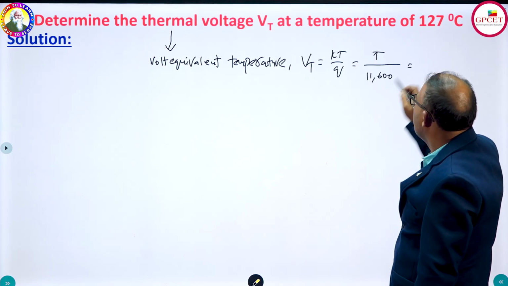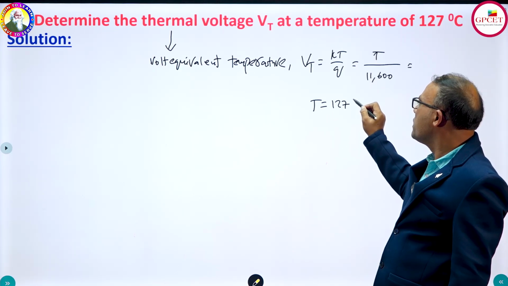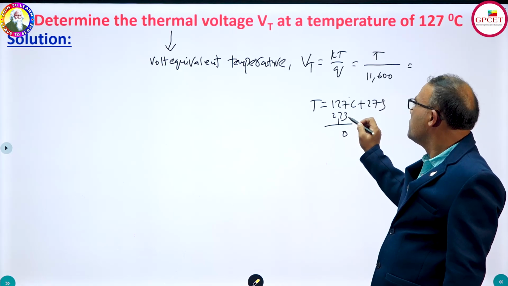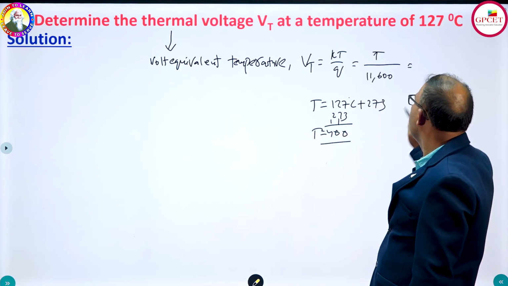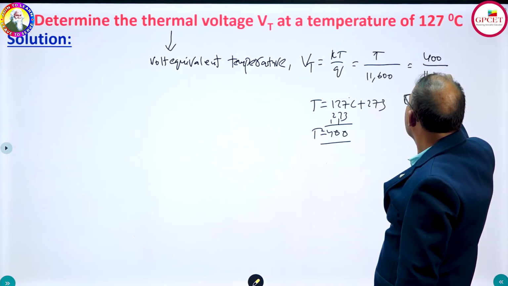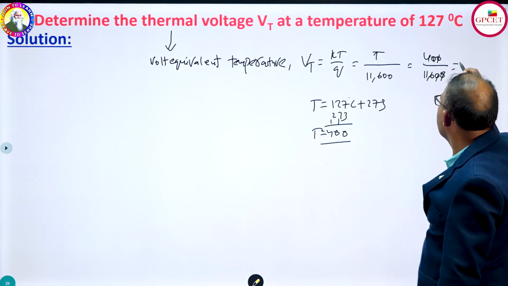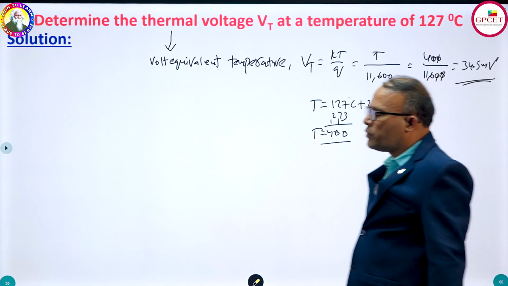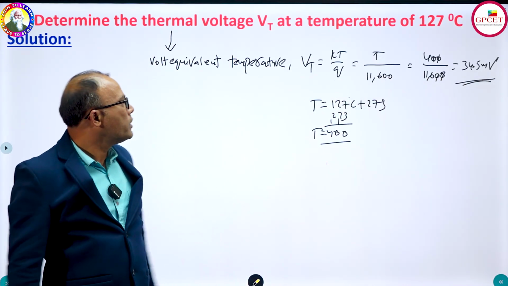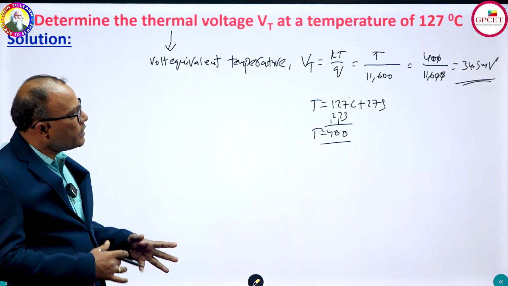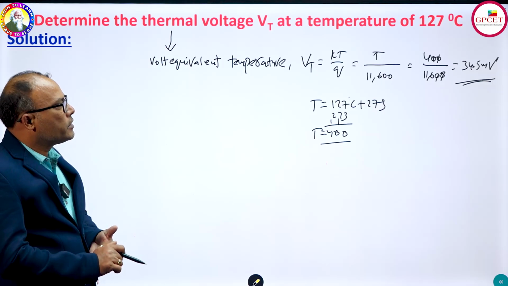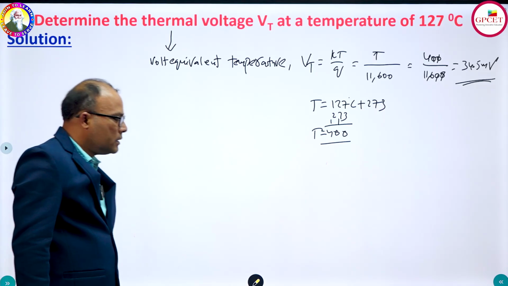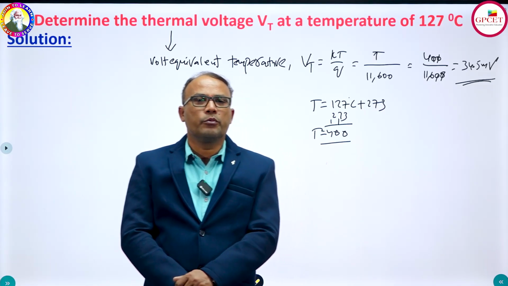Substitute the T value, which is 127 degrees C. T = 127 + 273, which is 400. So Vt = 400/11,600, and you get 34.5 millivolts. This is the volt equivalent temperature at 127 degrees C. You need to convert into kelvins, then substitute in the shortcut method, T/11,600, and you will get the answer as 34.5 millivolts. Okay. Thank you so much. We'll stop over here and continue next class.